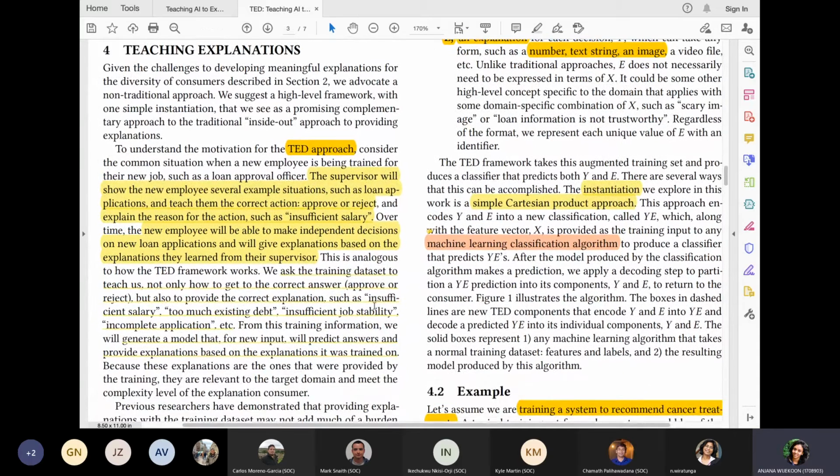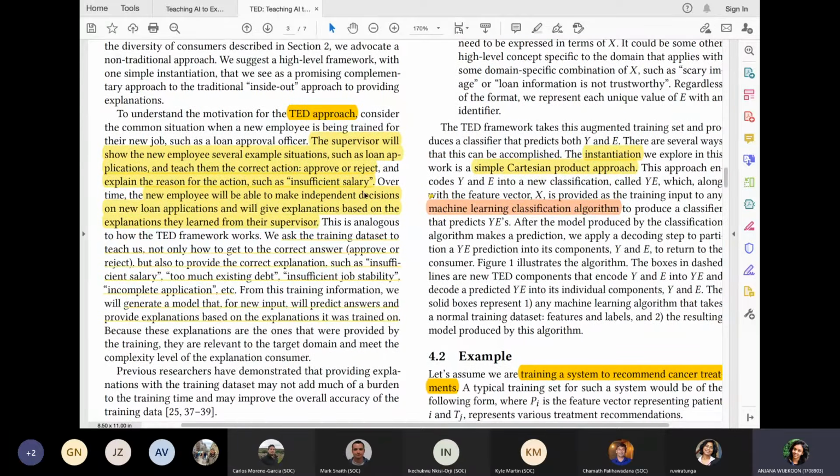And they begin with a use case where they try to explain their intuition. So they refer to this loan approval officer training a new loan approval officer. There's a supervisor and there's a new employee. What the supervisor will do to train this new employee is go through some sample cases and explain to the new officer why they reach a decision. So if we take a case, these were the attributes that led to this decision and why they rejected or accepted this case. So they would say something like it had insufficient salary, or some form of reasoning that the superior will teach to the new loan officer.